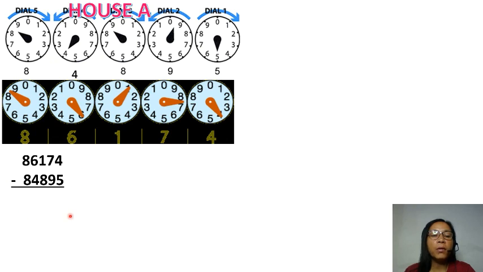Subtraction with regrouping. So you have there 4, mas maliit kay 5, and 1 mas maliit kay 8, di ba? So you have there to regroup. Manghiram ka sa kaliwa nila para lalaki sila. So what is the answer? 86,174 minus 84,895. The answer is 1,279 cubic meter.